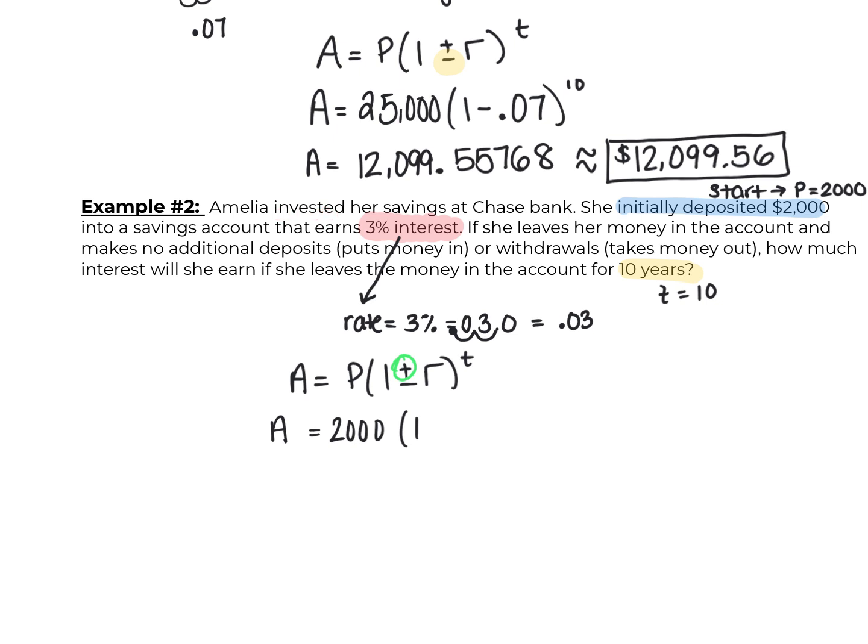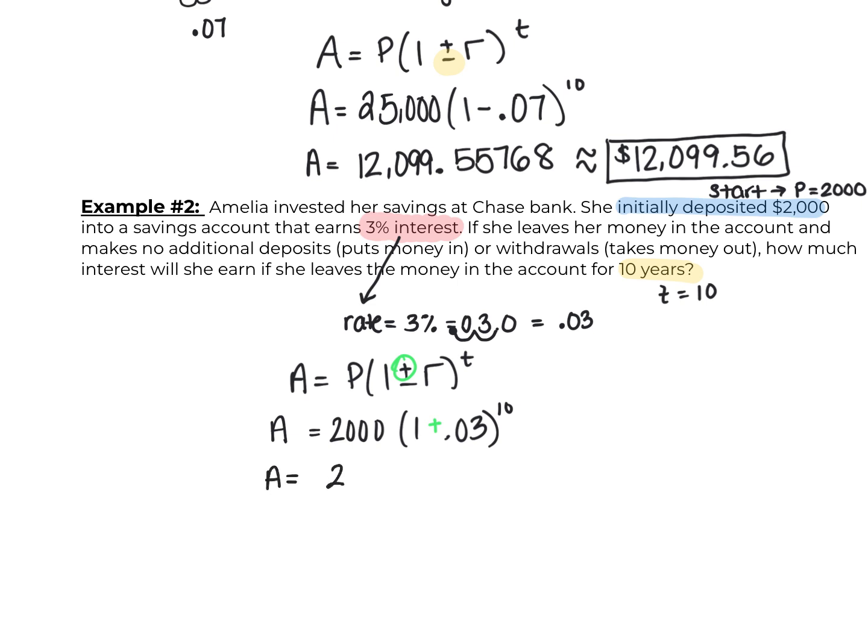Usually when you invest money, you want the money to grow. So we're going to make it increase for that situation. So plus, my interest rate is 0.03 and my time is 10 years. So take a second and plug this into the calculator just the way you see it, and then hit resume when you're ready for the answer.